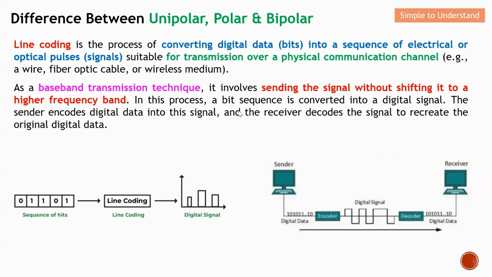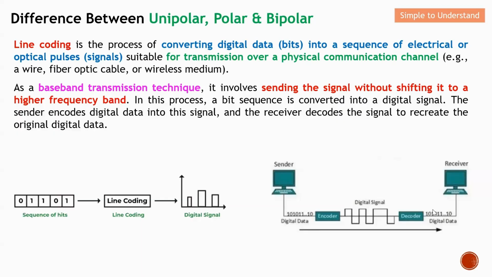In this process, you can see a bit sequence. Basically, these bit sequences are converted into a digital signal using this encoder. After that, they are sent over a communication channel, a transmission medium, all the way to the receiver. Then we have this decoder, which recreates the original digital data. So this is a very simple idea of line coding.